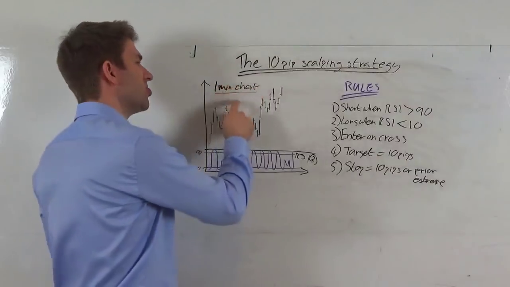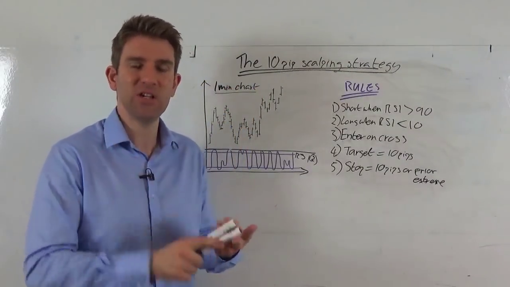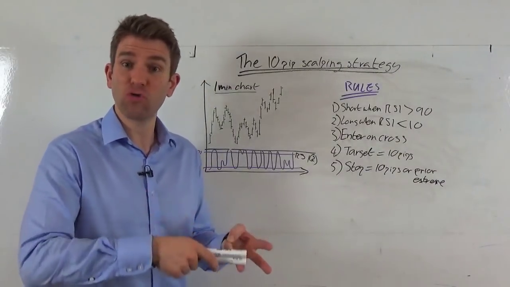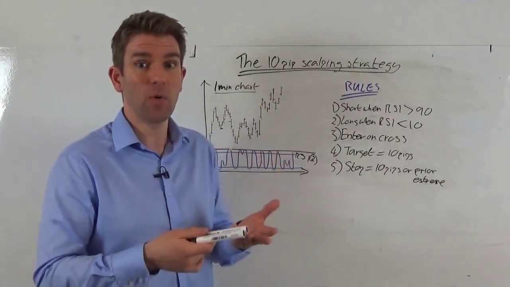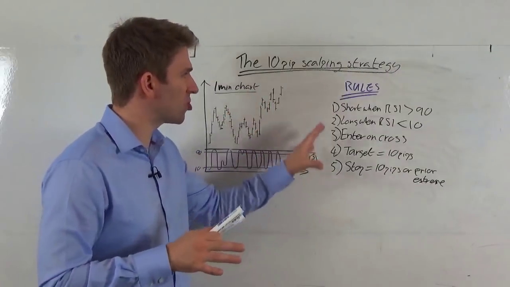It's on a 1 minute chart. It's for currency pairs only. I'd recommend this on something like US dollar yen, GBP USD. Maybe not so much Euro USD, but you can try it out depending on the volatility at the time. Depends if there's a lot of news flow coming in. This is probably going to work well. If it's too quiet, this isn't the best thing because you're going to struggle to get the 10 pips.